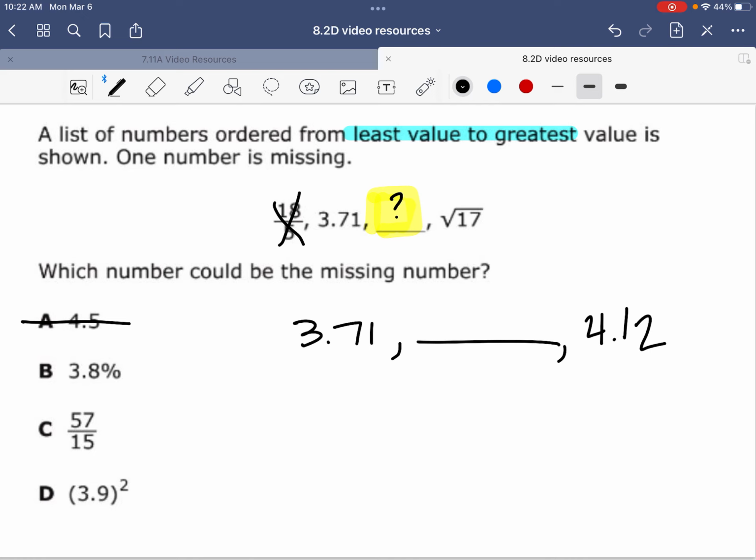I know the next answer, 3.8%, we want to say, hey, perfect. That fits right in there. But we need to remember that percents are based out of 100. And so in the calculator, I can go find what 3.8 out of 100 is to see if that's a value that falls between these two, the minimum and the maximum.